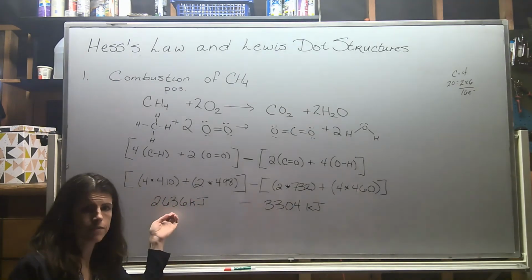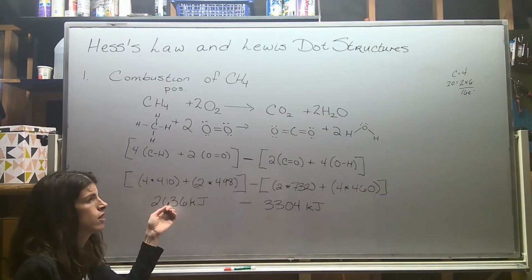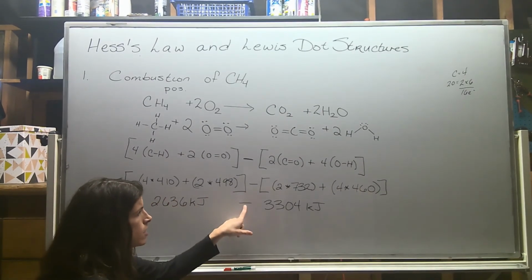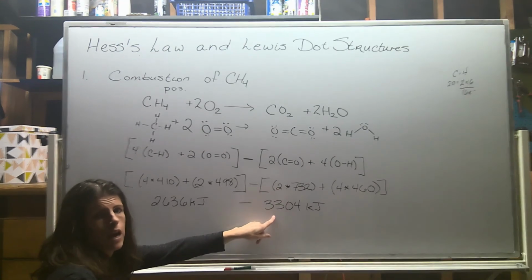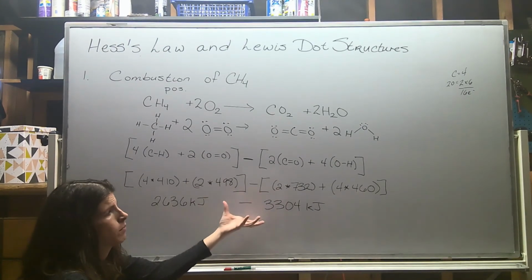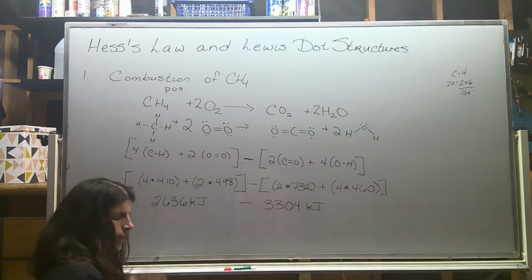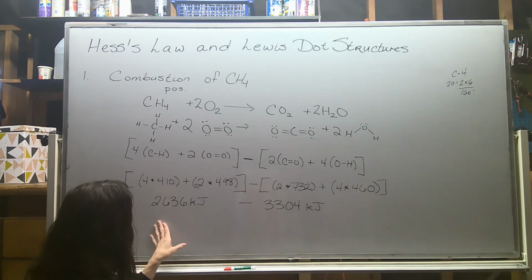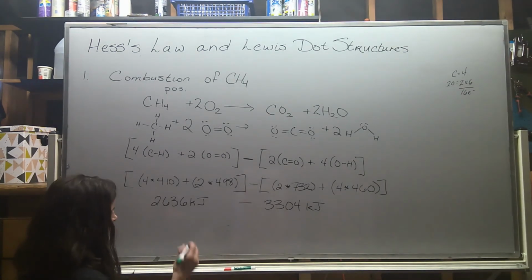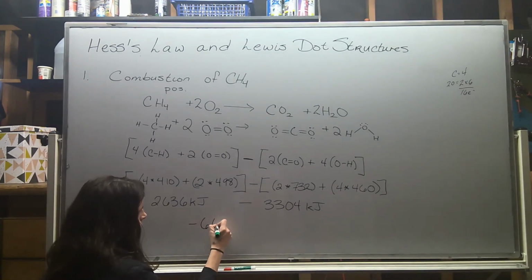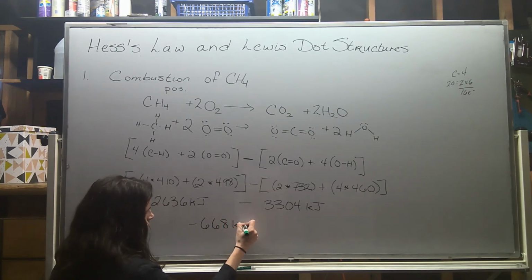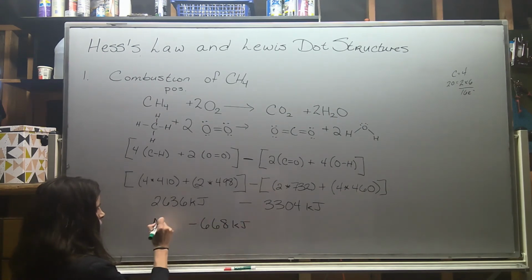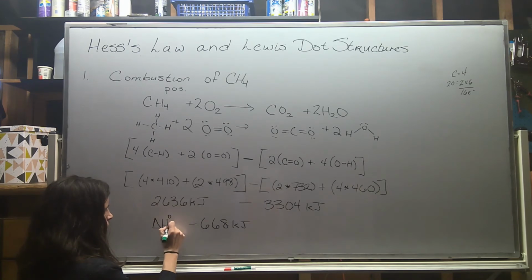This is a positive value because it takes energy to break bonds. This second term is a negative value because energy is released when bonds are formed. And it's the difference between the two that determines whether the overall reaction is endothermic or exothermic. So when we subtract these, we get negative 668 kilojoules, which is going to be our heat of the reaction.